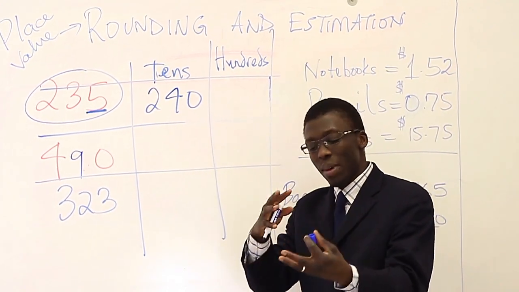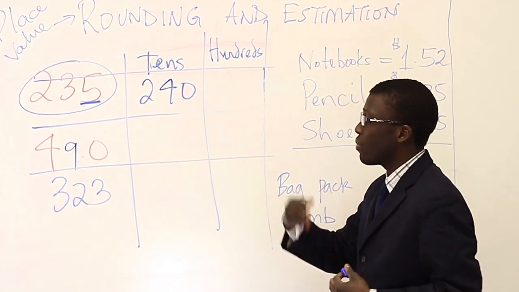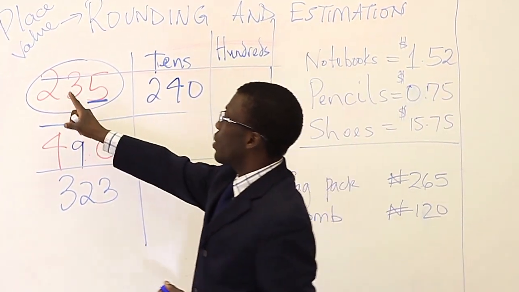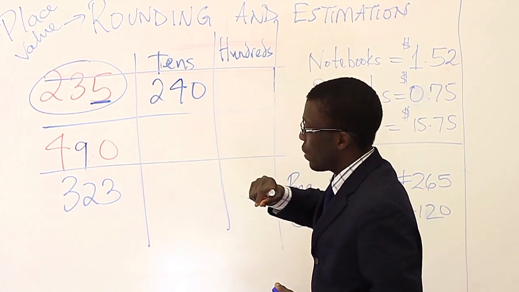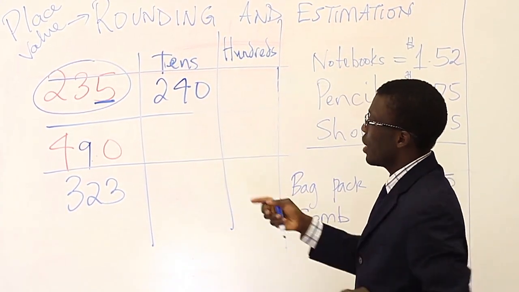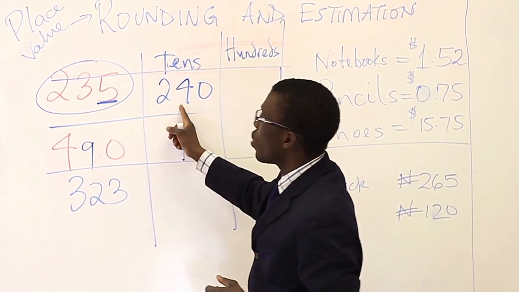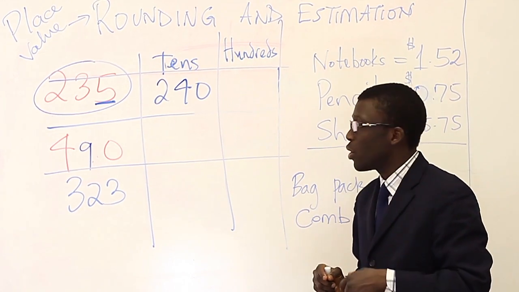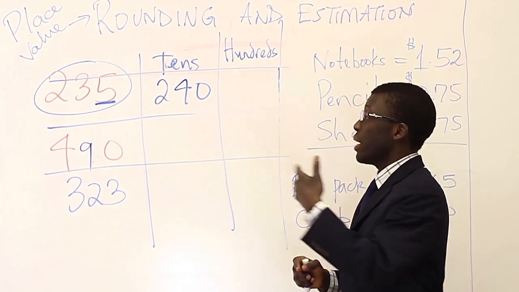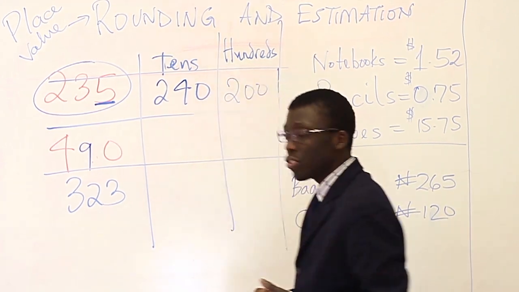So again, the nature of math is one topic feeds another one, helps you get ready for the next one. So if I have 235, and I'm trying to round to the tens place, I look at the number to the right of the tens place. In this case, the number is 5, and I'm trying to round to the tens place. Well, that will become 240. And if you're using front-end estimation, or in this case, if you're trying to round to the hundreds place, well, that's just going to be 200.